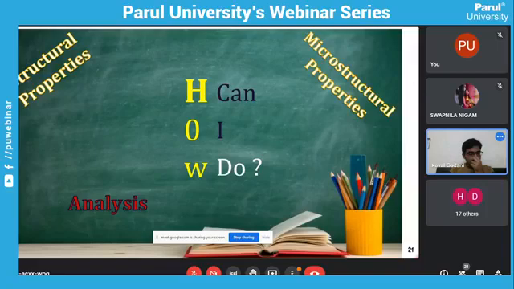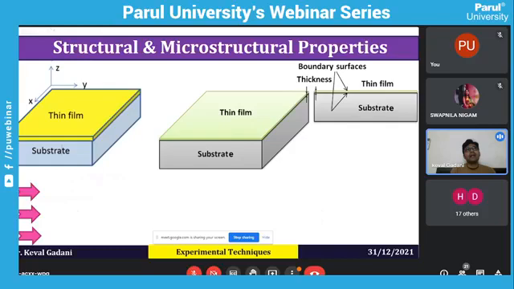So my next topic is experimental techniques. In experimental techniques, both structure property and microstructure property play a very important role. Now, in the classification of nanomaterials, we start with zero dimension, one dimension, two dimension, and three dimension. I will talk about thin film, because my research area is thin film. We can consider thin film as a nanomaterial, as a device, and put thin film in two-dimensional nanomaterials.